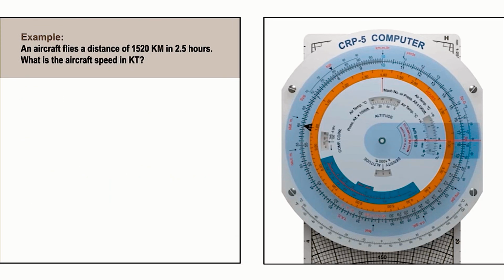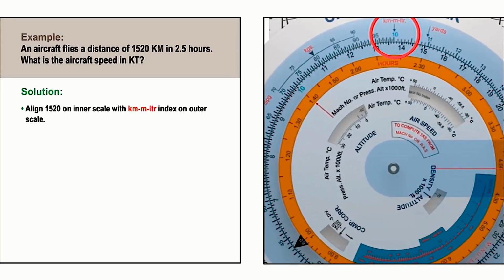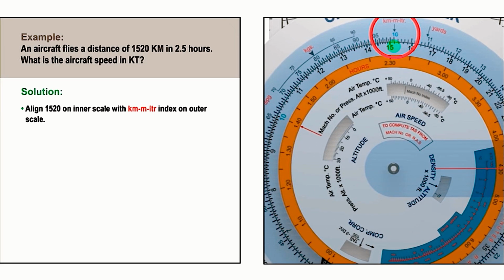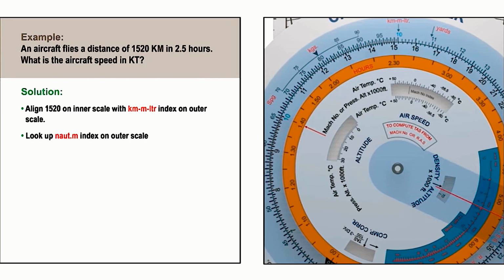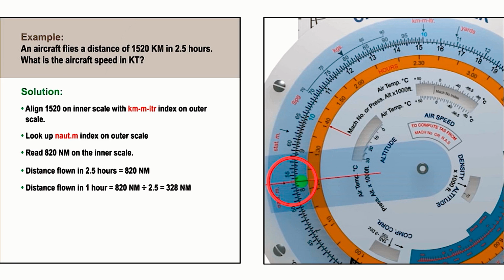And finally in this section, we will work out the aircraft speed in knots, given that it travels 1,520 kilometres in 2.5 hours. Align 1,520 on the inner scale with the kilometre, metre, litre index on the outer scale. Now go to the nautical mile index on the outer scale and read off 820 nautical miles on the inner scale. This is the distance flown in 2.5 hours, so we need to divide it by 2.5 to get the answer of 328 knots.